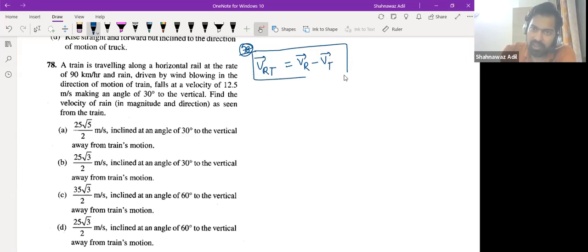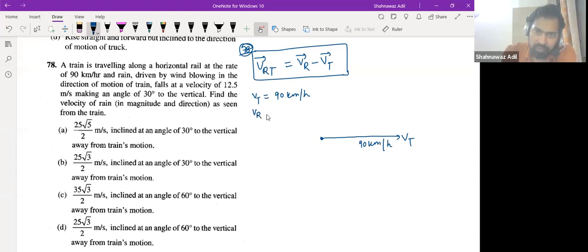So let us make the diagram and then that would be easy. A train is moving along a horizontal rail at a rate of 90 kilometers per hour. So let's say that the train is moving in this direction. This is the velocity of the train, and this is 90 kilometers per hour, the magnitude. And then we have this velocity of rain. This is 12.5 meter per second.